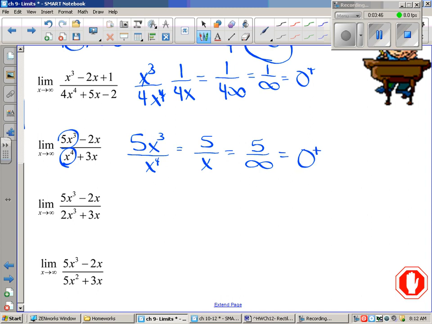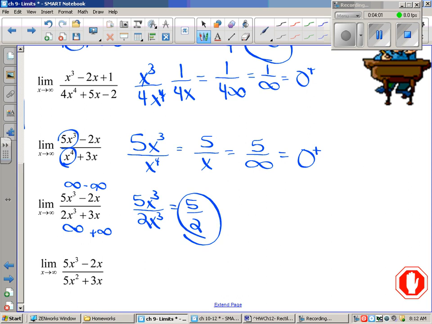Let's do another one. Put infinity in here. I'd have infinity minus infinity, and infinity plus infinity. Again, we'd have infinity over infinity. Highest degree from the top, highest degree from the bottom. Simplify, and there's no x's, so it's just 5/2.